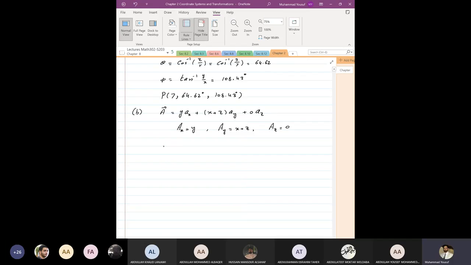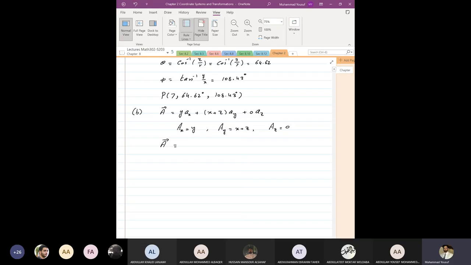So here this vector is at this point. Evaluate vector A at point P in Cartesian, cylindrical, and spherical. Now in Cartesian, what is the vector A at point P?